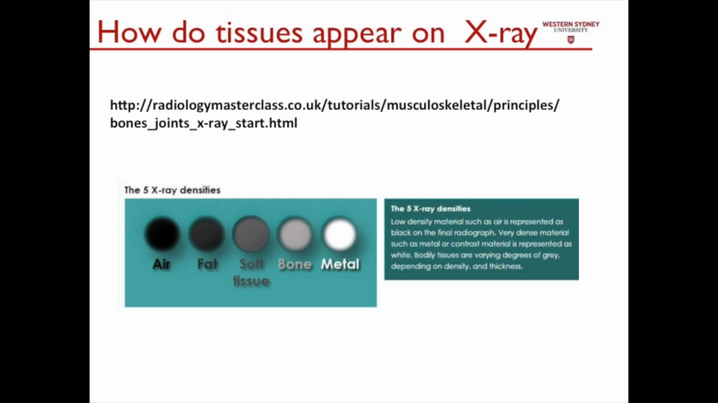So how will tissues appear on X-ray? Well, in terms of an X-ray, there is a limited expression of X-ray densities. There are only 5, going from air-filled structures such as the lungs, which will appear black, and the highest contrast structures would be metal. And you can see that we have varying expression of radiological densities from air going through to fat, soft tissues, bone, and metal being expressed most brightly on the X-ray.